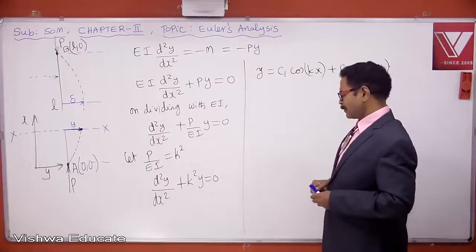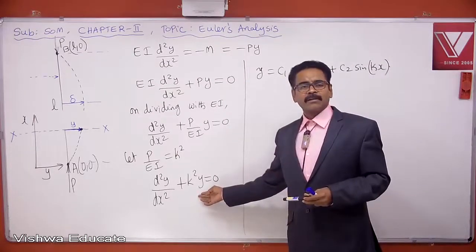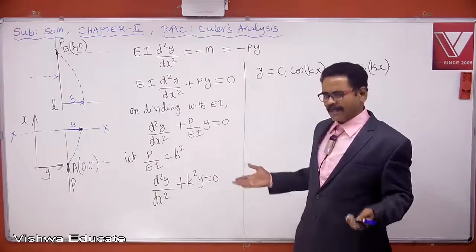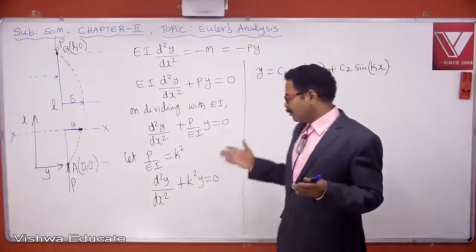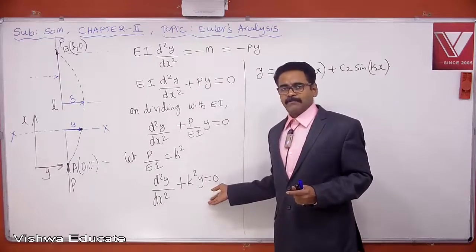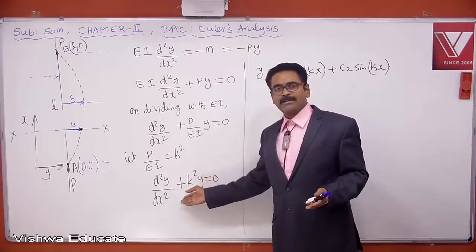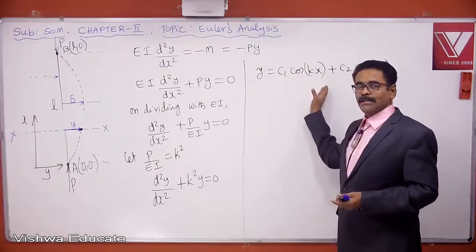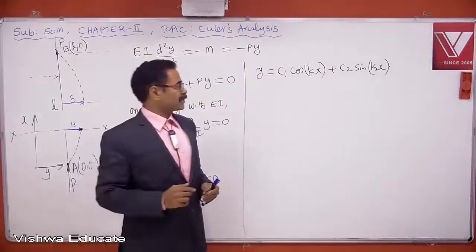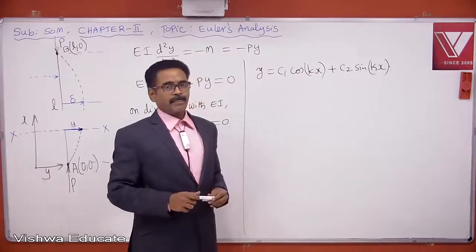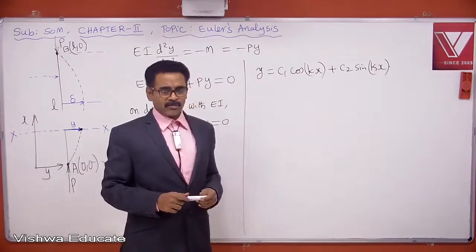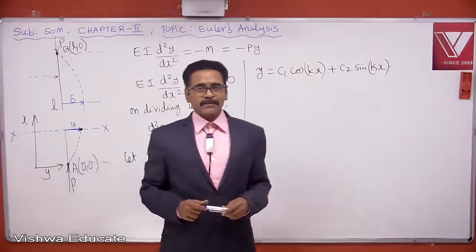In many subjects, in many topics, you may encounter this differential equation. Since we are dealing with linear systems, or since we are assuming systems are linear, in many topics we may get this differential equation. Wherever you get this differential equation, the solution could be written in this form: Y is equal to C1 cos kx plus C2 sin kx, right? Here we have to find the constants C1 and C2 by using boundary conditions.